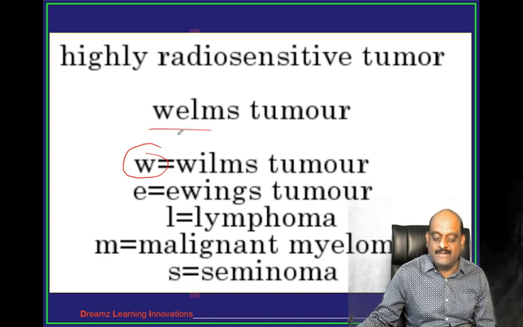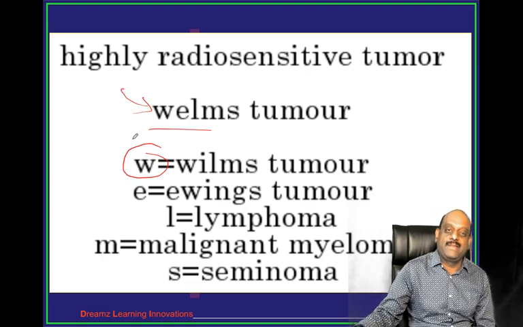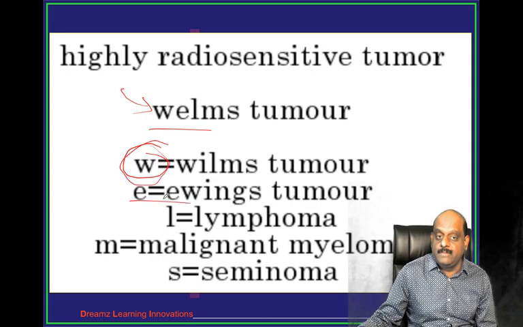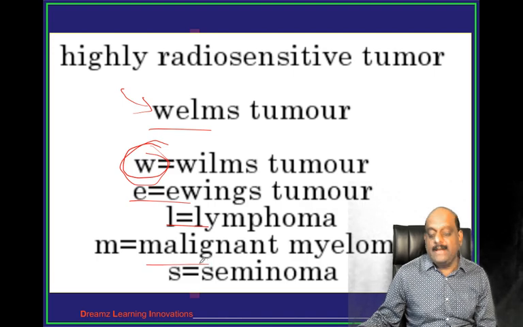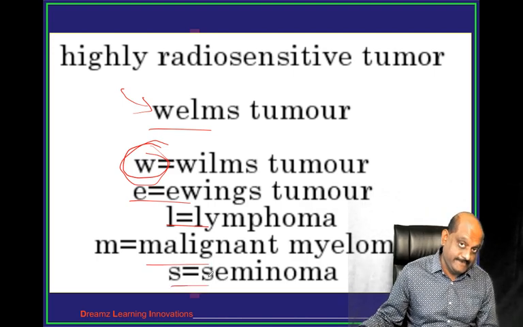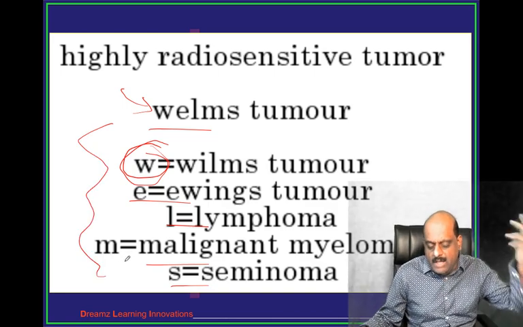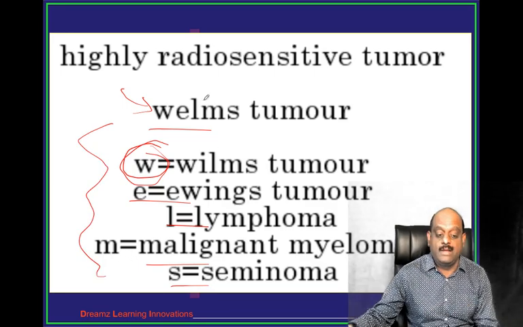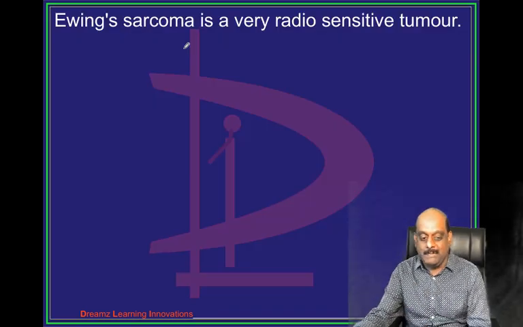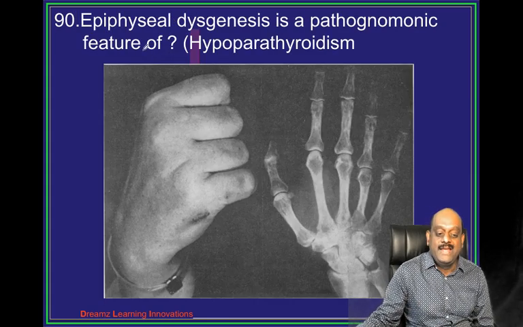Wilms tumor, remember Wilms. Right? So Wilms tumor, Ewing's tumor, lymphoma, malignant myeloma and seminoma. Wilms, Ewing, lymphoma, malignant myeloma, seminoma. Highly radiosensitive is what you need to remember. So Ewing is very radiosensitive.